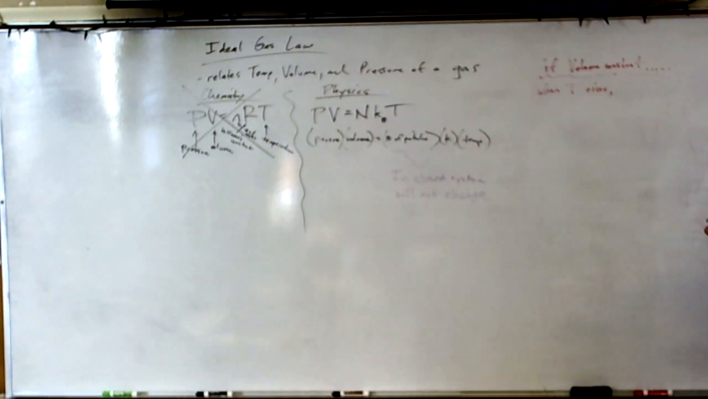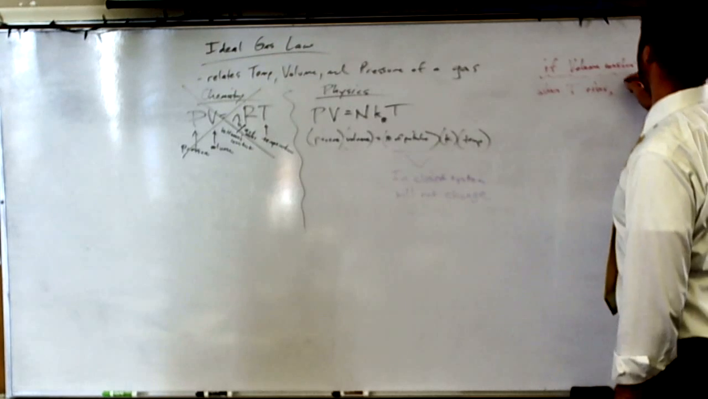If volume is constant, so now I'm thinking about a pitcher or something, a Tupperware that's closed, where the Tupperware is not going to grow bigger or smaller. If volume is constant, when temperature rises, the pressure rises. Pressure goes up.